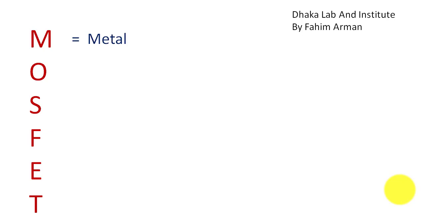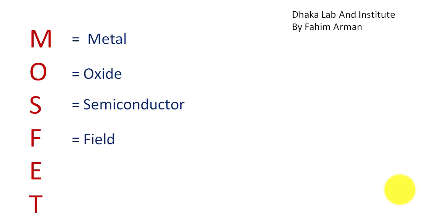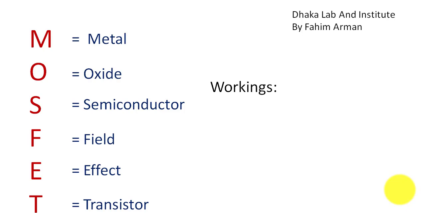M for metal, O for oxide, S for semiconductor, F for field, E for effect, and T for transistor. Totally: metal oxide semiconductor field effect transistor. And we'll see some workings of MOSFET.